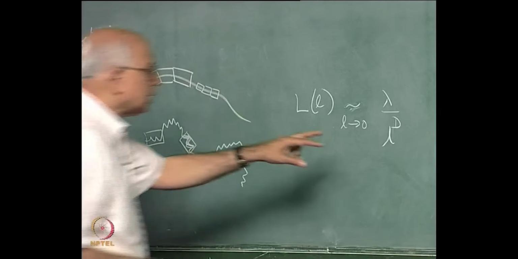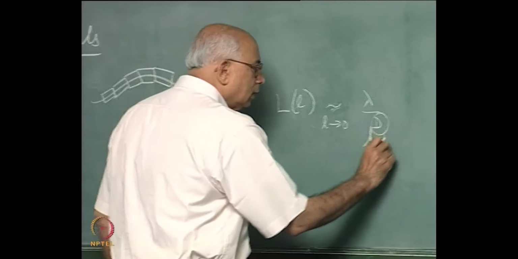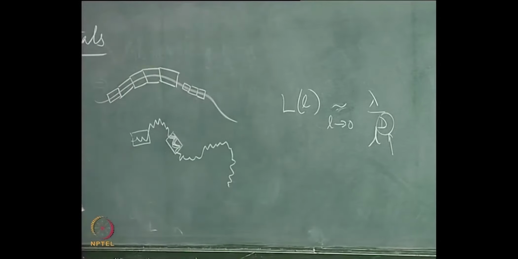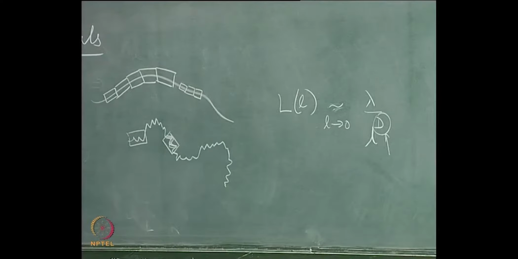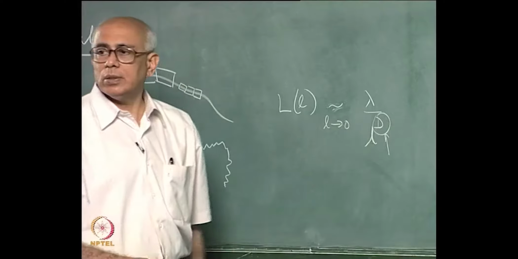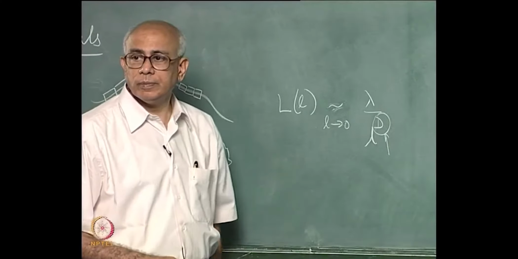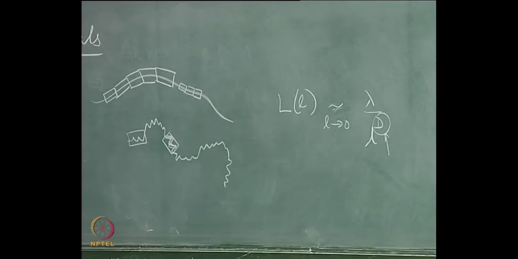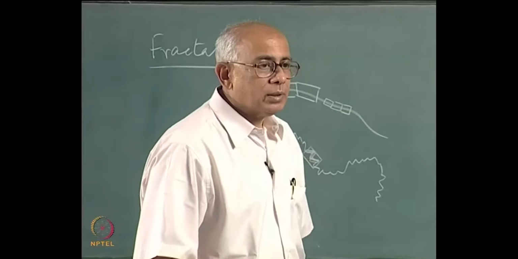That power with which it diverges, this thing here, is called the box counting dimension. Box because the same thing can be generalized to higher dimensions like 2, 3, 4 and so on. We are talking about a one dimensional curve here. So this d here is called the fractal dimension or the box counting dimension of this curve, and we will see by examples that this d need not be an integer.